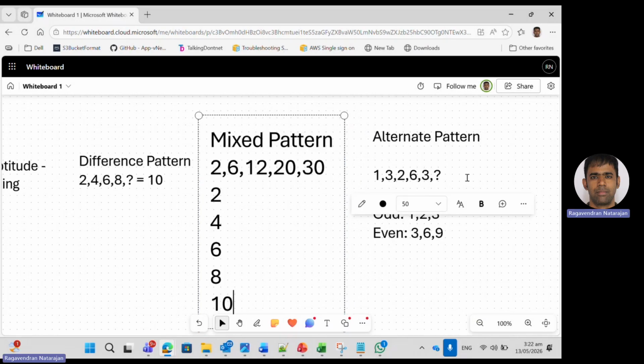Okay, let's conclude. What we have seen today is logical reasoning. In logical reasoning, the important topic most frequently asked in the exam is number series, and in number series, there are a few patterns, but the important ones are difference pattern, mixed pattern, and alternate pattern. All three patterns we studied with one example. By practicing these patterns, you can fetch more marks.